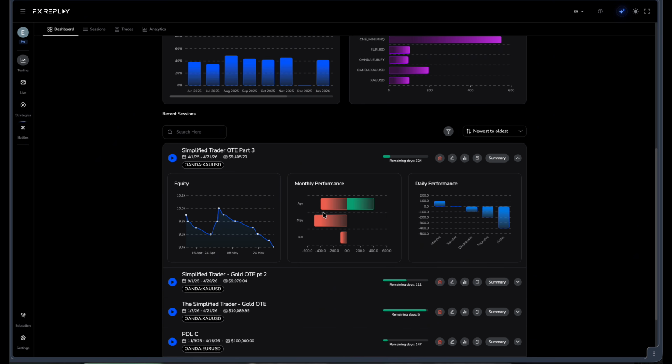This strategy is terrible. Stay away from it. I honestly hope that we don't have another Casper on our hands. Simplified trader. Come on, man.